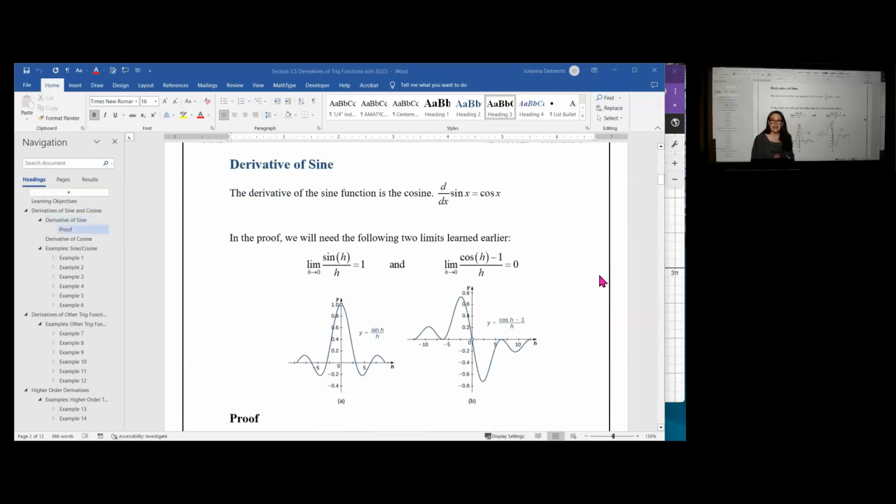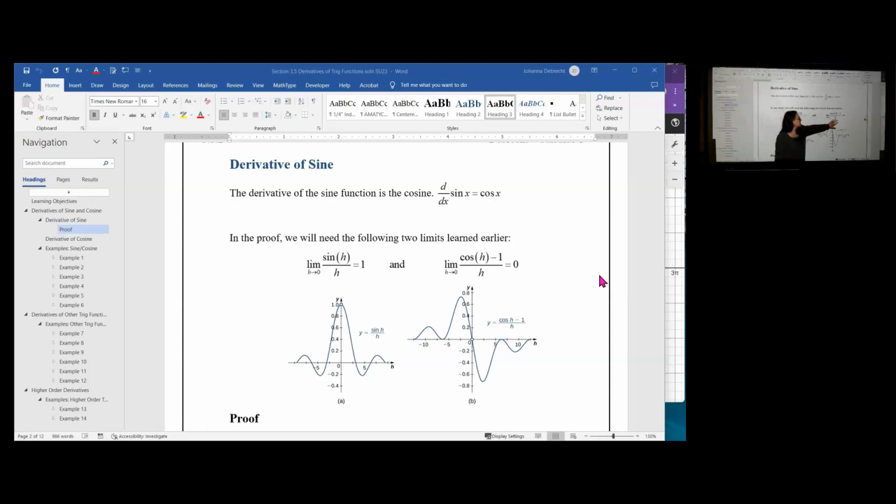The derivative of the sine function is, in fact, cosine. We're going to need a couple of limits that we learned earlier in order to prove this. The first is the limit as h approaches 0 of sine of h over h, whose graph you see here on the left. It is obviously not defined when h is 0, but it approaches from both the left and the right the y value of 1. So the limit is 1.